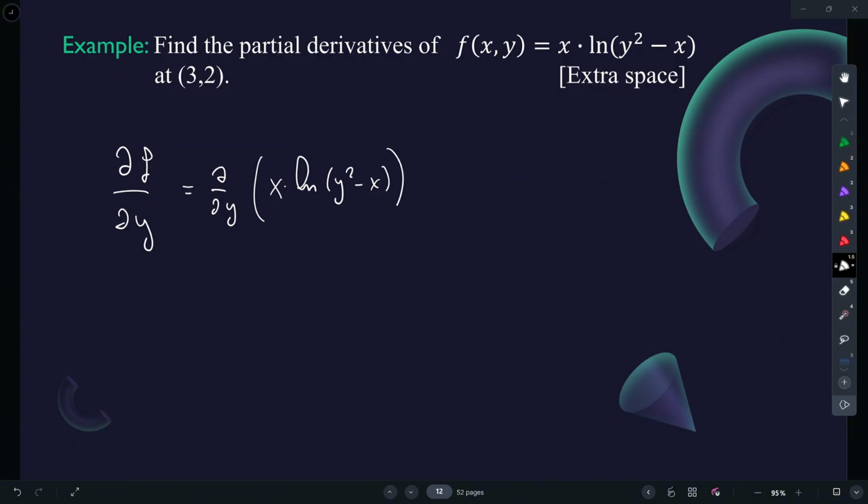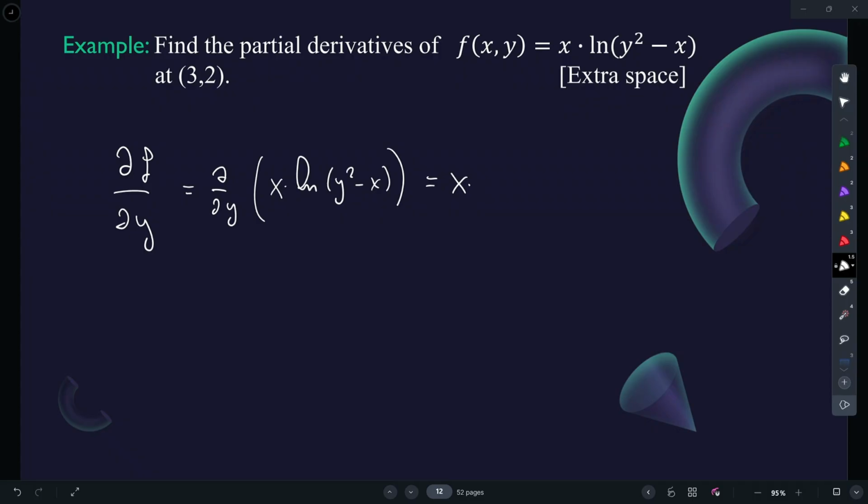Do I need to use a product rule? x is a constant. I'm just multiplying by 7 for all I care. x is just a constant times a logarithm of a function of y. So this is just going to be x times, it is a constant. The constant just comes out of multiplying the derivative, times the derivative of the logarithm.